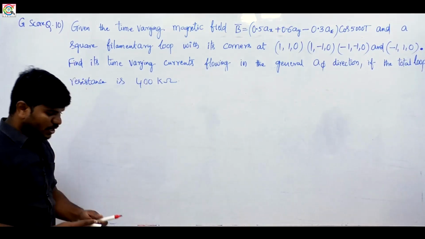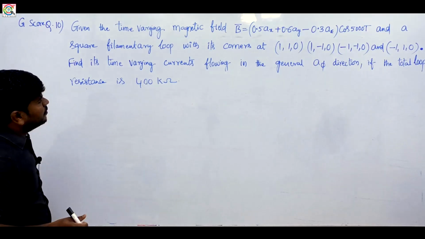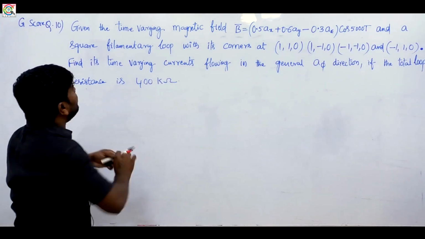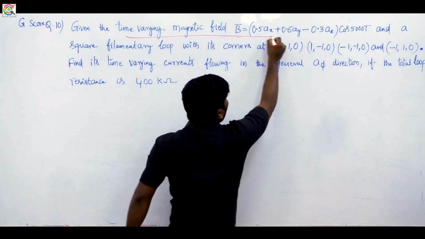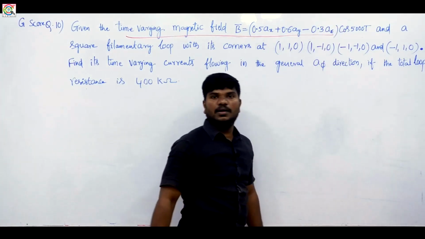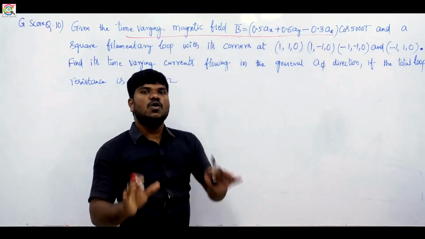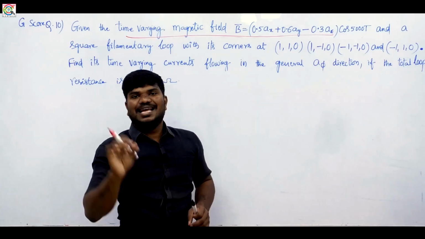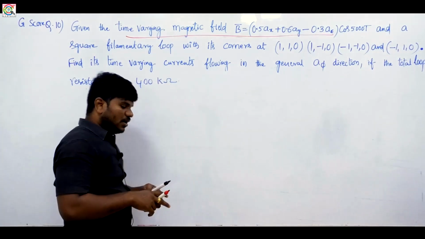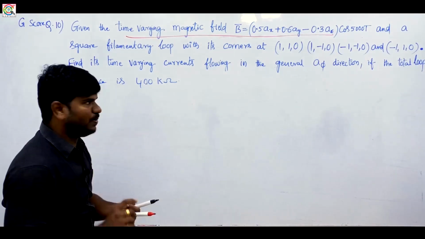So here one time varying magnetic field is given, okay? In this time varying magnetic field, one square loop is given, okay? How is the square loop placed, and where?